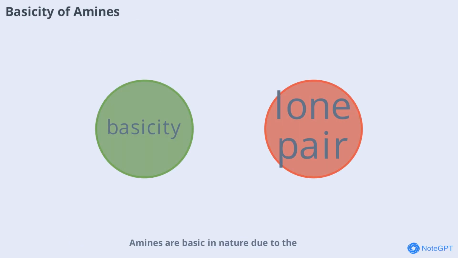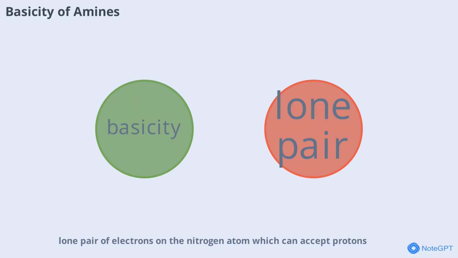Amines are basic in nature due to the lone pair of electrons on the nitrogen atom, which can accept protons. The basicity of amines depends on the type of amine and the groups attached. Aliphatic amines are generally more basic than aromatic amines, as the lone pair is more available for bonding.